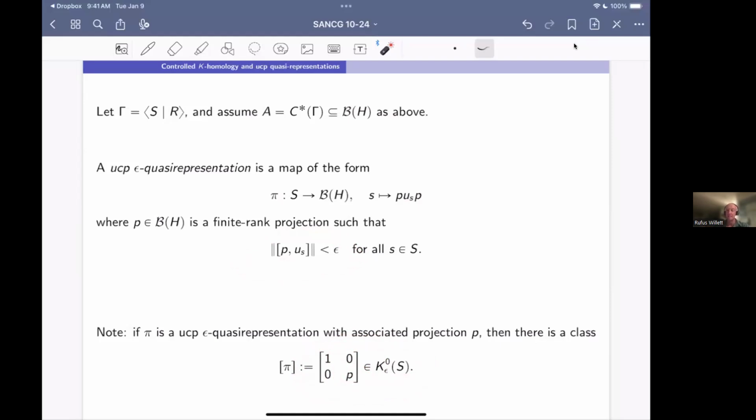So one thing in the definition of UCP epsilon quasi-representation: the compressing is meant to imitate, say, the U_n's that you had before, because these are finite. Finite rank, yeah, exactly. Yeah, this is living in a finite dimensional matrix algebra.